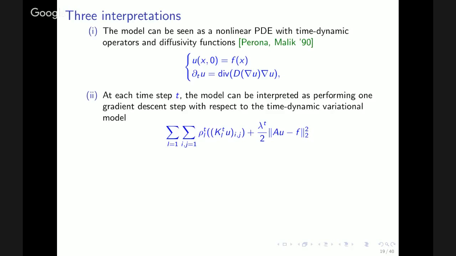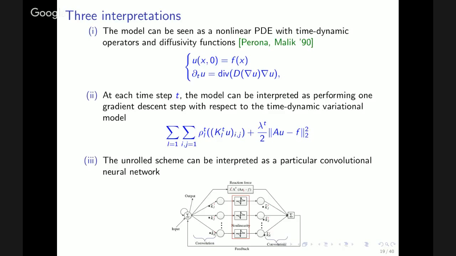In some cases you find that energy. The second interpretation is that in each step, we make exactly one gradient descent step with respect to an energy of this form. This is exactly the energy we have seen before. But now in each step, the energy is allowed to change. So we make one step for this energy, then the parameters change, we make another step for another energy, and so on. So it could adapt to the problem and is allowed to change over time.